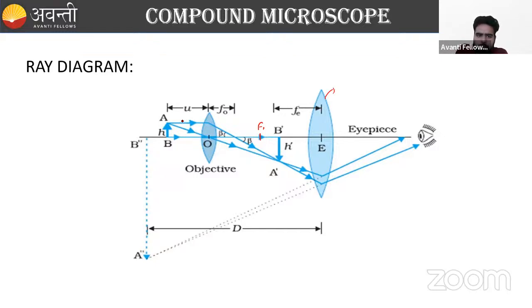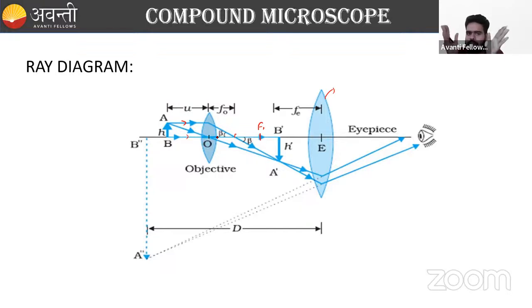We require at least two rays. So if we consider one ray passing parallel to the principal axis, after refraction through the objective lens it must pass through the focal point. Another ray we pass through the optical center, so this is the point where we will get the inverted image A dash B dash. The distance is managed in such a way that the image formed by the objective lens must lie between the first focus and the optical center of the eyepiece lens.